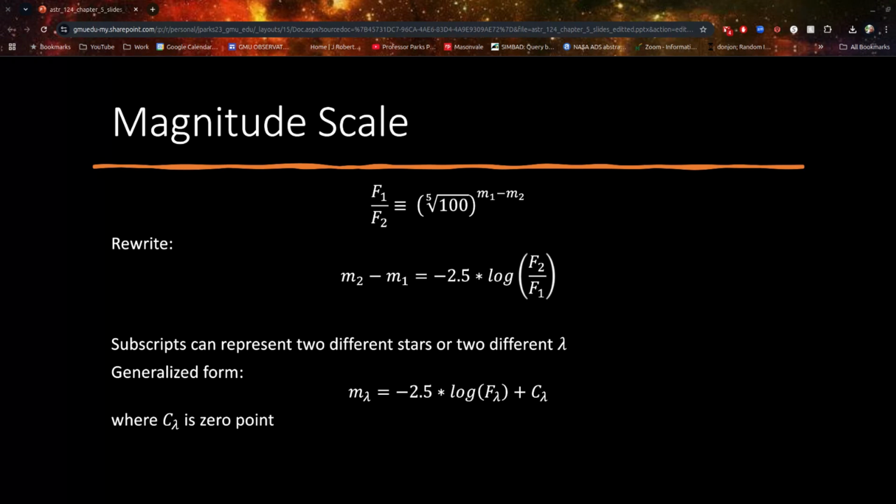There's a generalized form of this, and this is m lambda equals negative 2.5 times log of f lambda plus c lambda. Now, this is a way to determine the absolute flux of an object, or the actual apparent magnitude, if you are actually seeing it in space. C is a zero point. That zero point changes depending on what filter system you're using, and is generally speaking determined empirically.